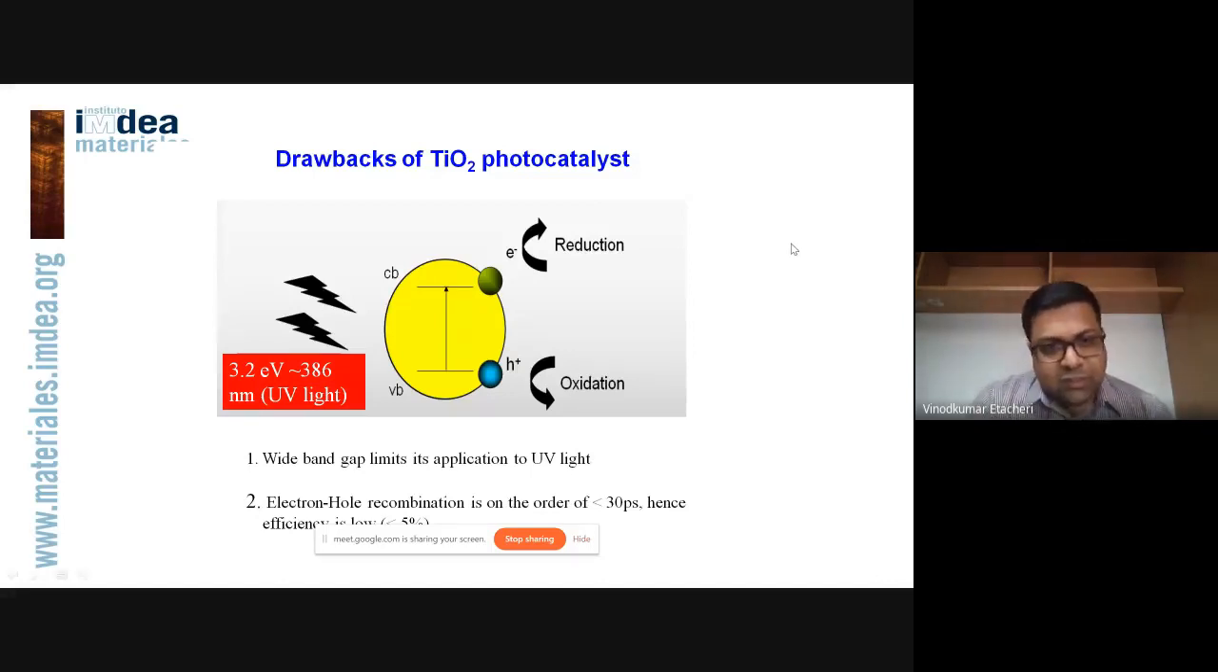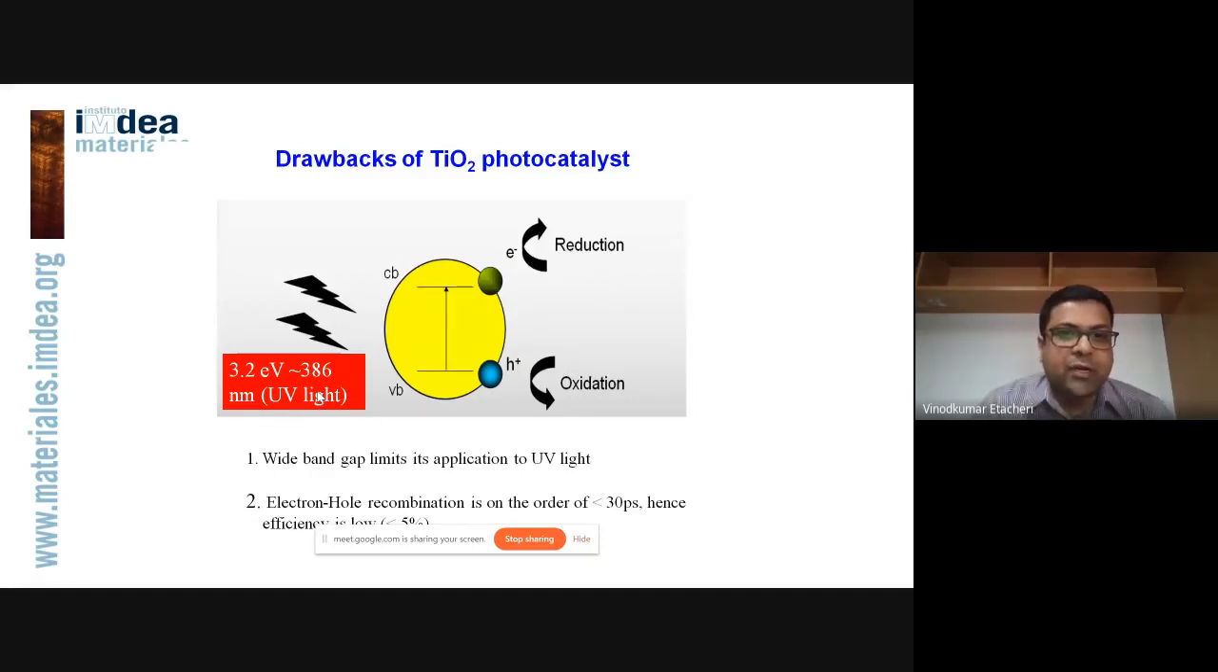So if you look into it, the band gap is 3.2 electron volt. That corresponds to 386 nanometer wavelength. So to activate TiO2, we need light in the wavelength of 386 nanometer, which is UV light. So we cannot use UV light everywhere, and it's only 5% of the solar spectrum.